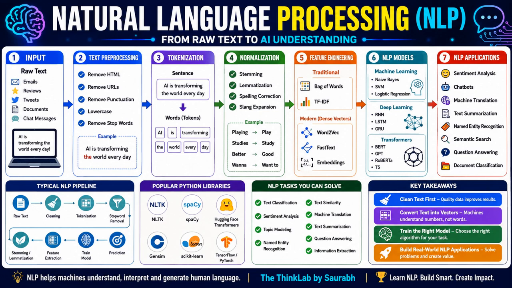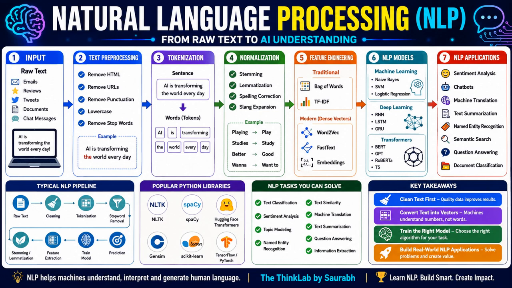So the advantage is simplicity, right? The disadvantage is the loss of context and semantics. The first technique is called TF-IDF. TF stands for term frequency, IDF stands for inverse document frequency. TF measures how often a word appears in one document. IDF reduces the importance of words that appear in almost every document.